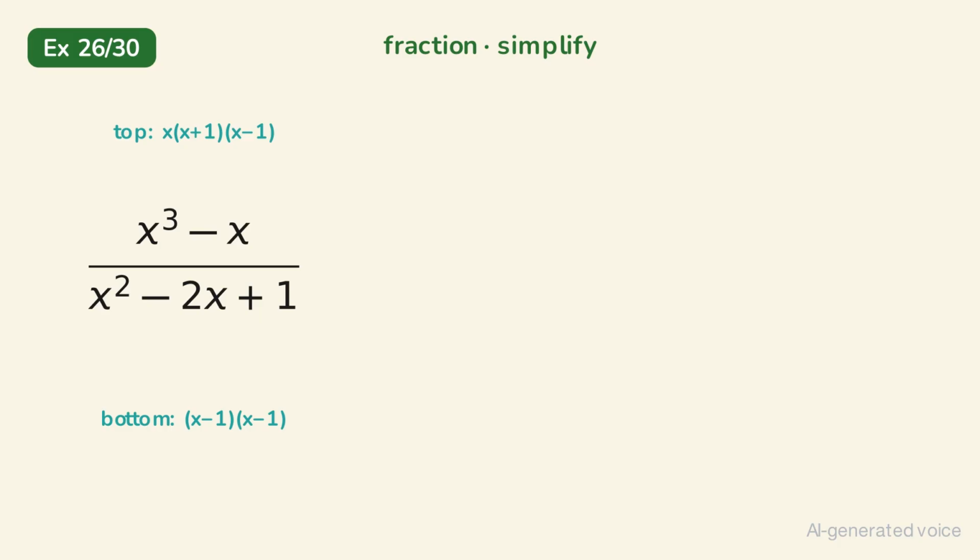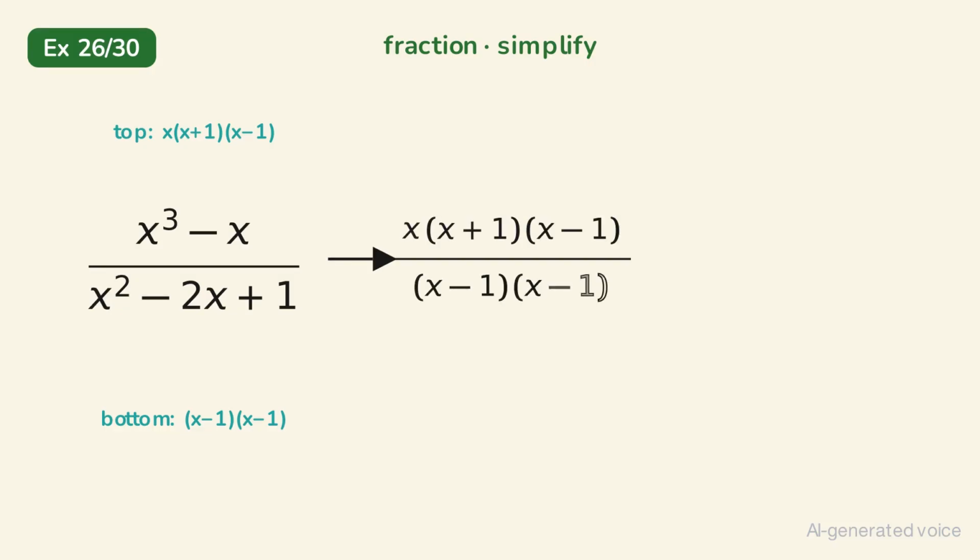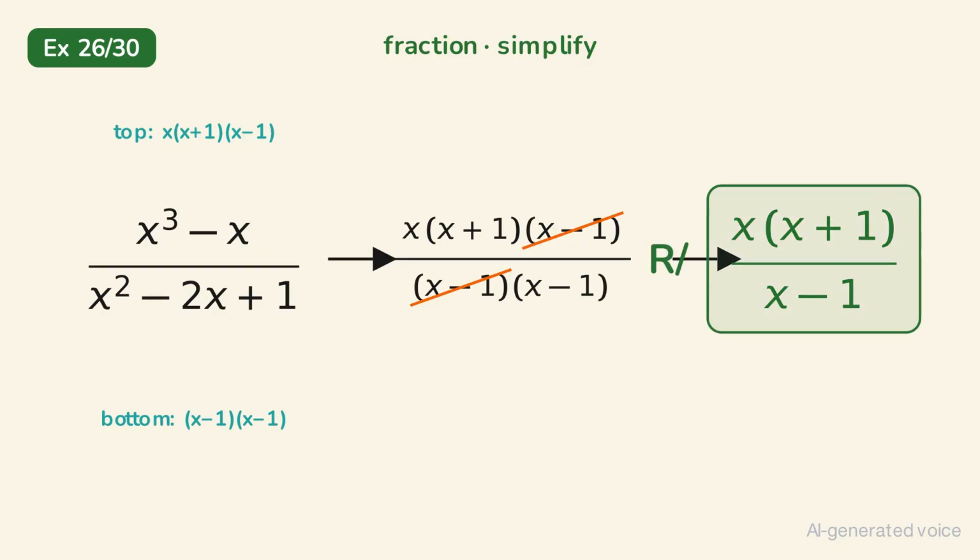So on top we get x times x plus 1 times x minus 1, and on the bottom, that trinomial is a perfect square, x minus 1 times x minus 1. We rewrite it already factored. The factor x minus 1 repeats top and bottom, so it cancels. We are left with x times x plus 1 over x minus 1.